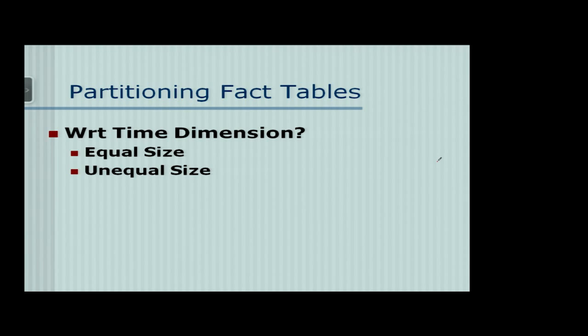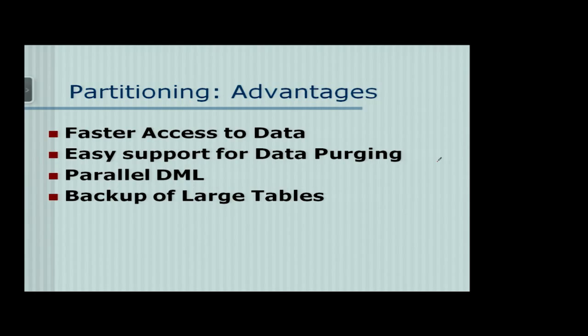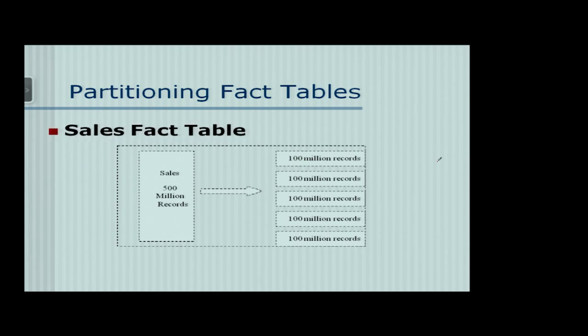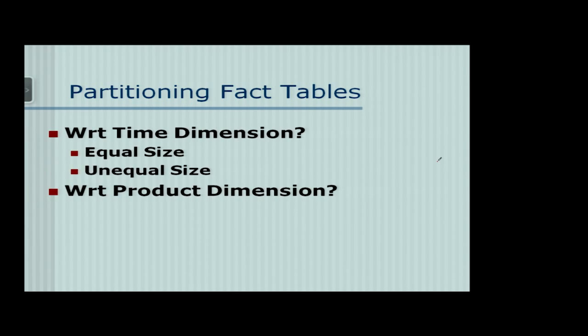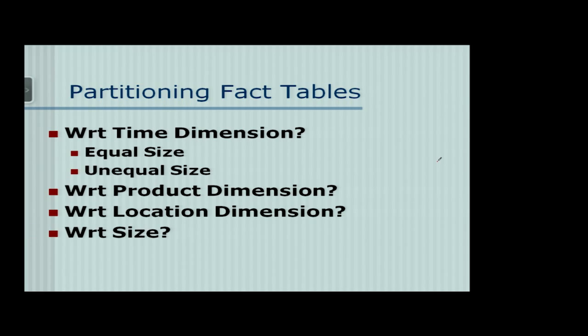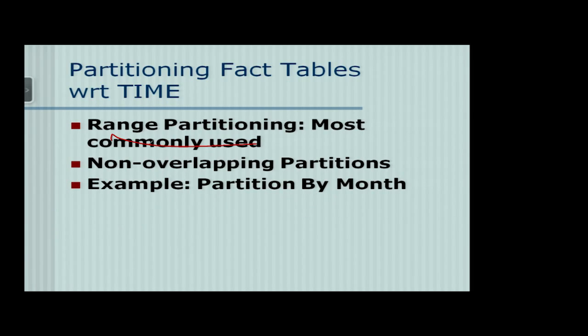So partitions could be equal size, unequal size, so that is understood. With respect to product dimension, with respect to location dimension, with respect to size, I can do anything, but as I told you, we generally partition only with respect to the time dimension. And range partition is most commonly used, and the partitions are by definition non-overlapping, right?